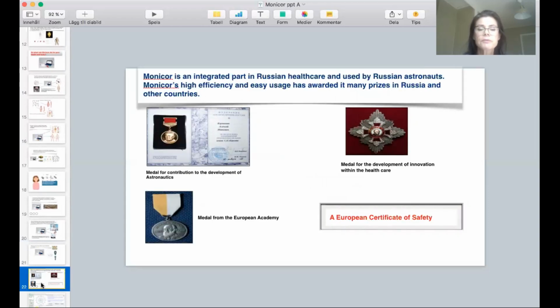So this is a system that has been integrated in the Russian healthcare system for over a decade now. And it has also been used by Russian astronauts because they don't want to take any meds. So this is a wonderful way of restoring the body's frequencies to a healthy state without having to add anything to the body. And it has been awarded a lot of prizes and awards. And it will also have a European certificate of safety, because there have been no side effects of these treatments during these years.